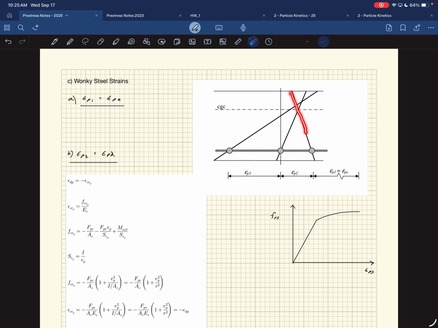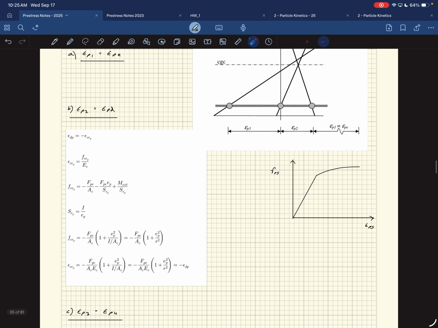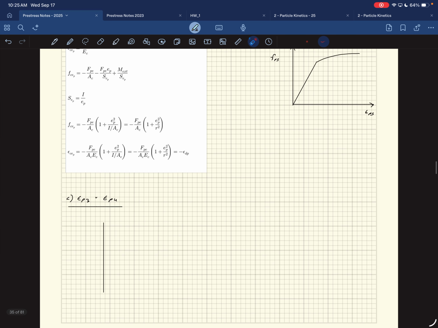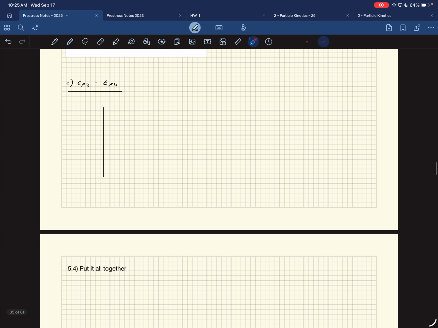This is what we've strained it to before. This is the decompression strain, getting you back down to 0. That's the epsilon sub PD, and then from there it becomes the epsilon sub PU value, right? And so we're not going to do that. But here's all the equations for what all of those things are.